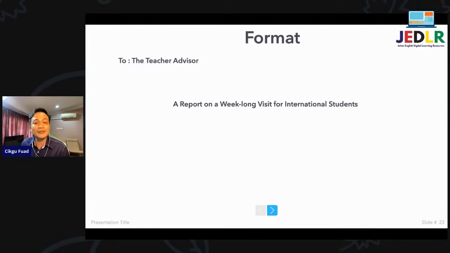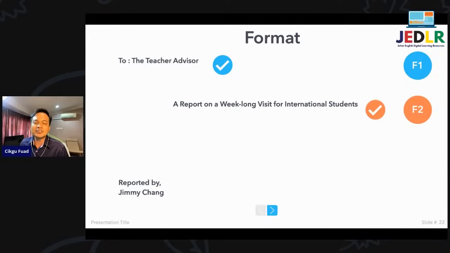So the title is a report on a week-long visit for international students. So I would advise you to start off your title with the phrase, a report on. And after that, at the bottom, you write reported by and your name. For example, Jimmy Chang. Very simple, right? Okay, now let us move on. So again, you get F1, F2, and F3 if you write all these 3 formats.